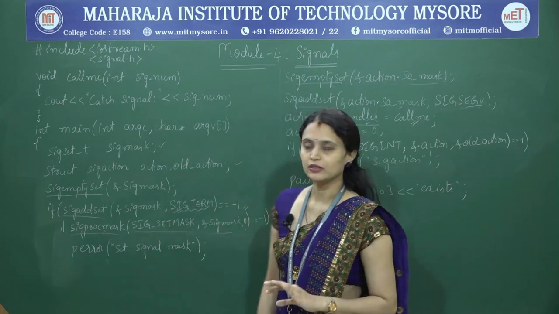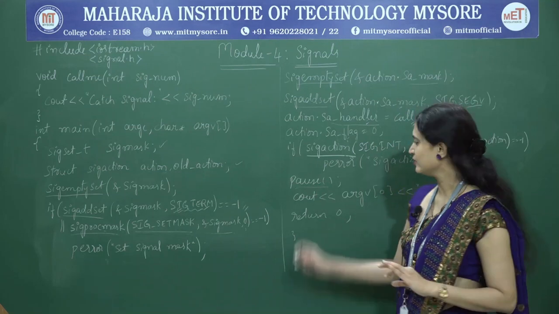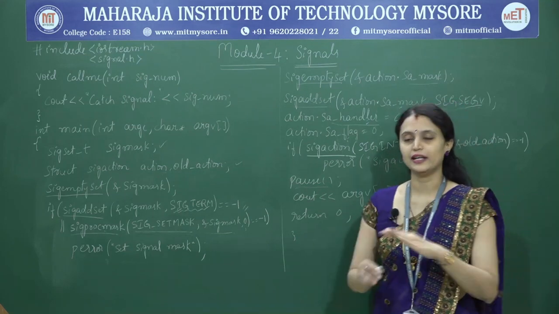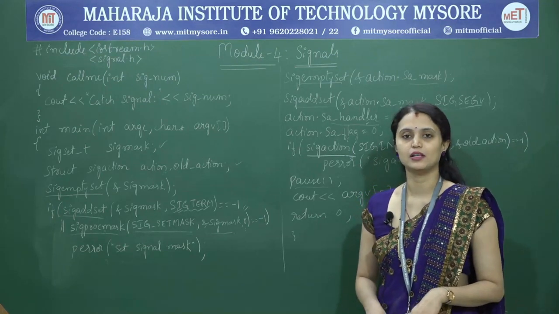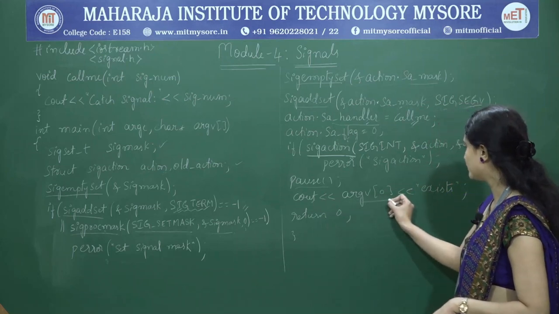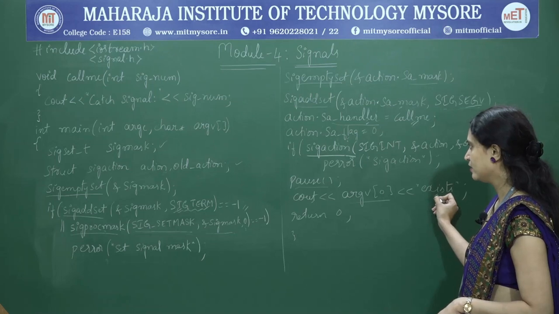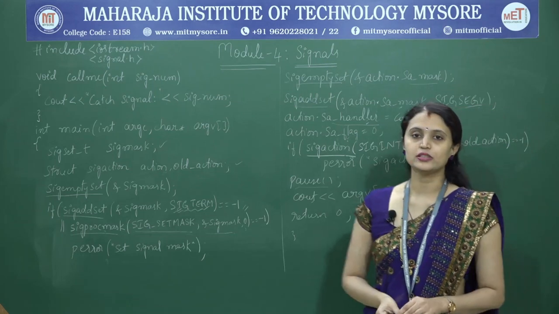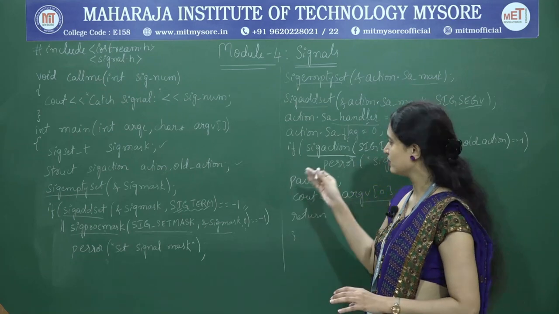Okay. So after this, the pause API. So here this pause function, it will suspend the execution of the process until it gets an interruption from the signal. Okay. And at last we are printing argv of 0 exists. That means the particular signal action exists or not. Okay. So this is about the signal action.